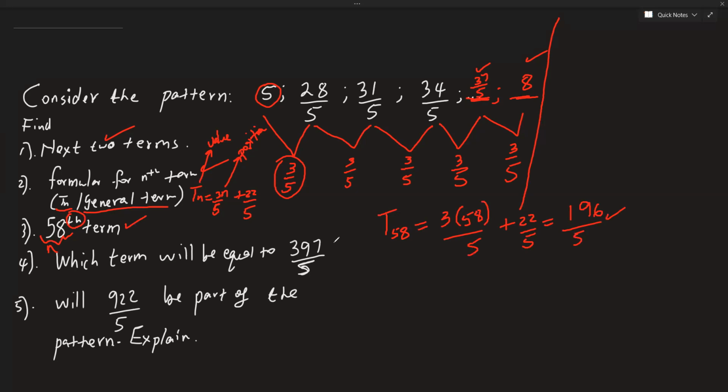Which term will be equal to? Is this the position or is it the value? This is the Tn. They gave us the value. Now they need the position of the term, so they're looking for n. Awesome. So in this case, I'm going to take this and substitute it there on Tn. So I'm going to have 397 over 5 is equal to 3n over 5 plus 22 over 5, right?